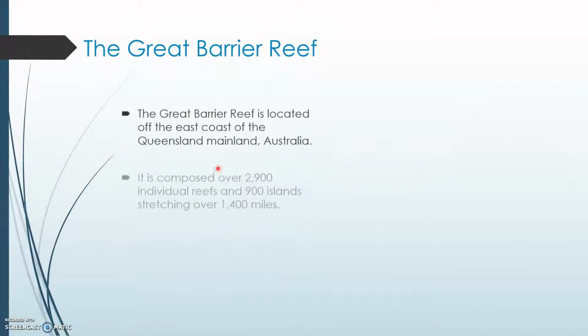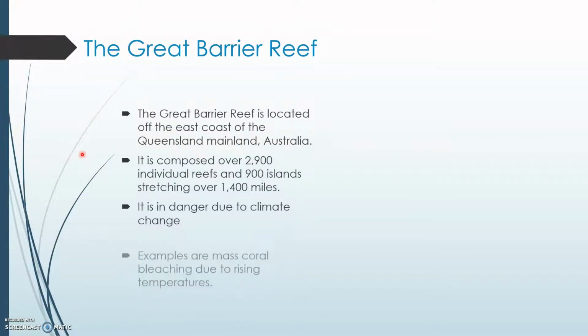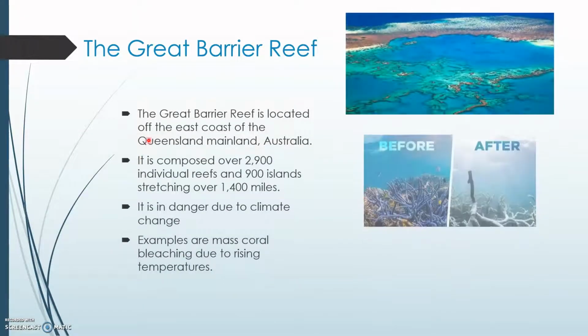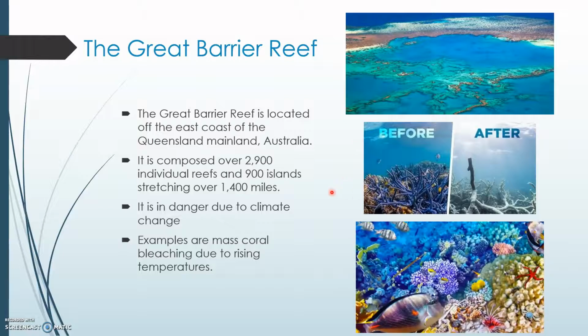In my example, I did the Great Barrier Reef. That's been affected by climate change due to bleaching. It's located off the coast of Queensland mainland, Australia. It is composed of 2,900 individual reefs and 900 islands stretching over 1,400 miles. You can see this is a picture example here.